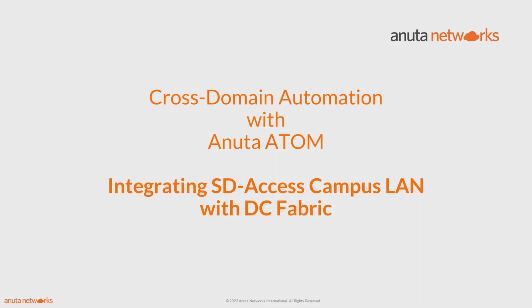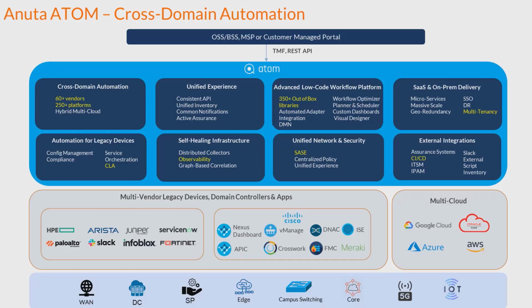Hello everyone! In this demonstration, we will look at the deployment of Cisco SD-Access LAN and its integration with Data Center Fabric using Anuta Atom. Anuta delivers cross-domain automation for multi-vendor, multi-domain networks. It integrates with OSS BSS via TMF and REST API and delivers a unified experience, consistent policy, and security. Atom has an advanced low-code workflow platform with hundreds of out-of-box workflows and integrations.